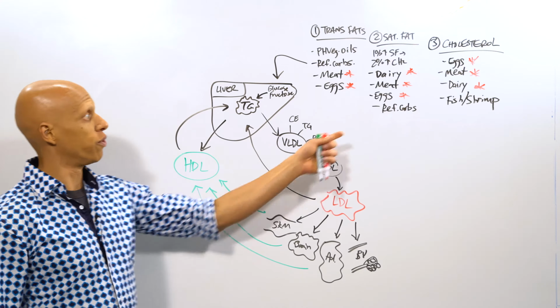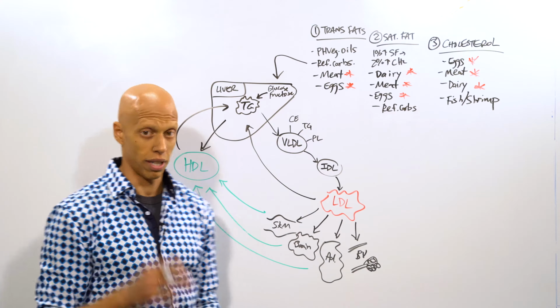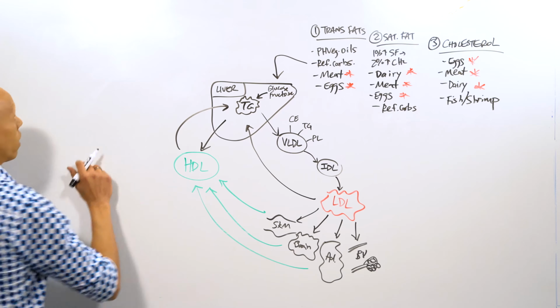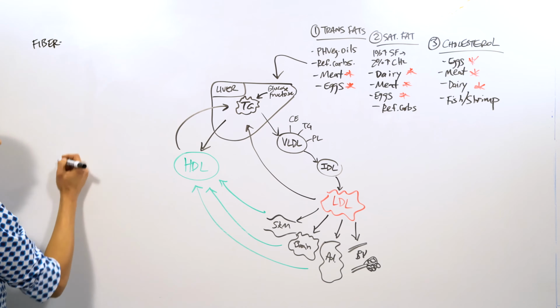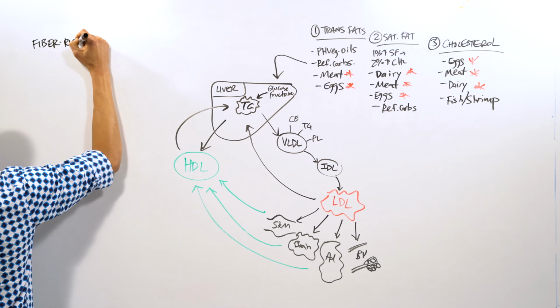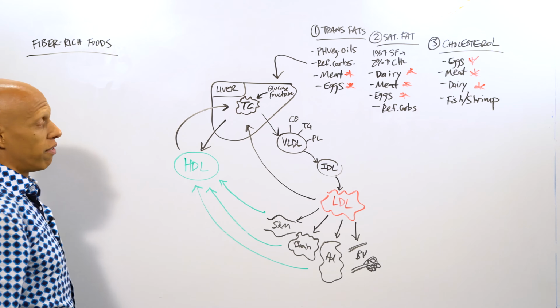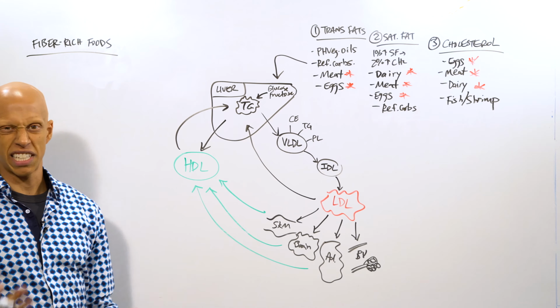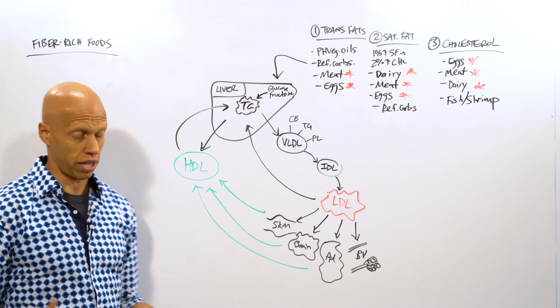Now, if we know that these foods are going to increase our LDL cholesterol, well, what can we eat to actually reduce cholesterol? Let's go into detail about that. Okay, the foods that are known to reduce LDL cholesterol are fiber-rich foods. Now, fiber has a very protective mechanism against an increase in LDL cholesterol.